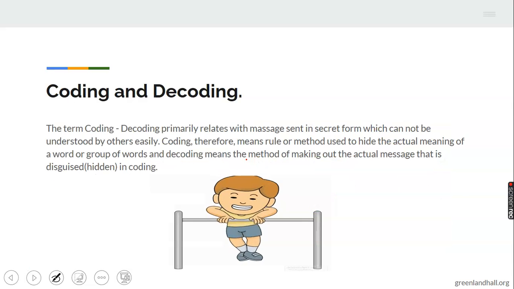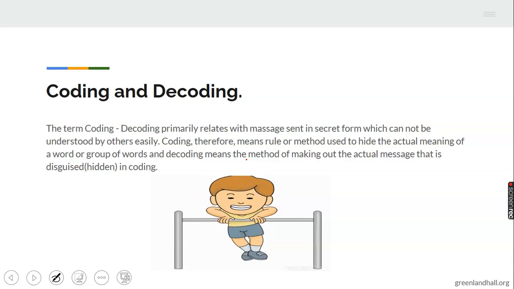Now, you've been told what coding is. That is, you want to hide the message, and then you use a secret code. That's what we call coding. Use a secret form to pass the message. Then the person you are sending the message to will now decode. The person too can send you a coded message, and you too, you now decode.